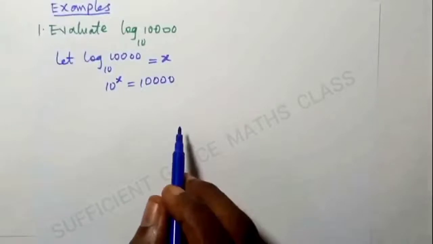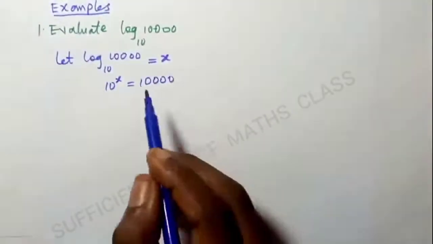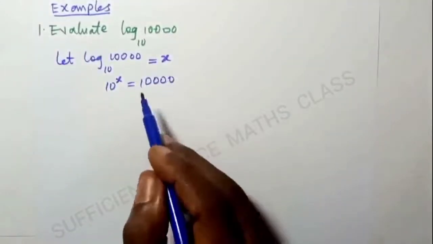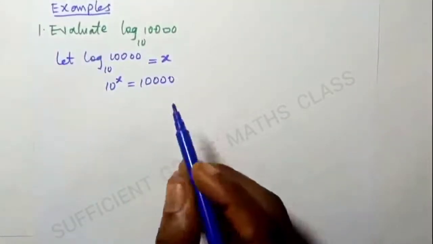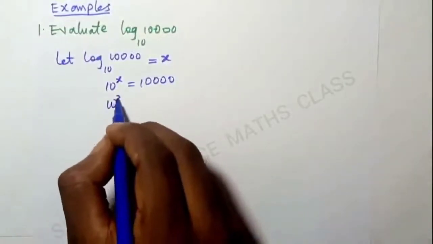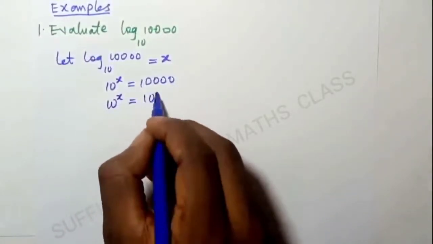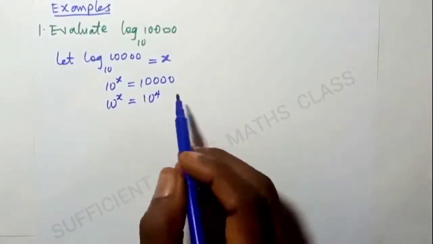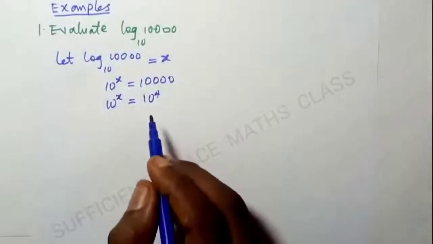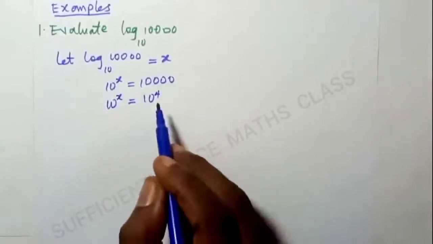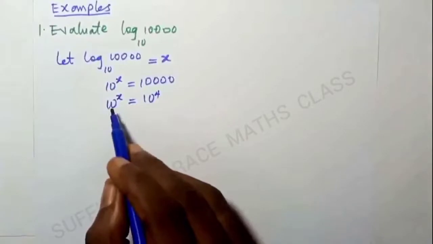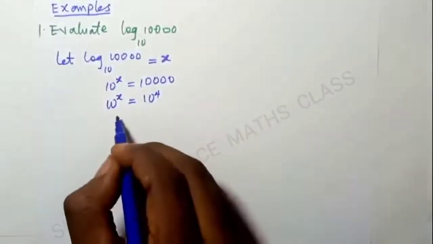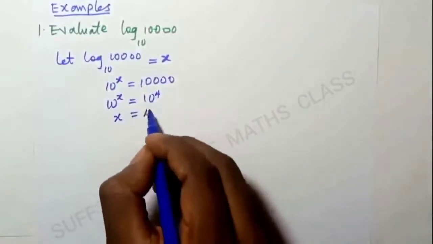Now we have to think, this 10,000 is a multiple of 10. Then we have to think of how many times 10 will multiply itself to give us 10,000. Then we have 10 raised to power x is equal to 10 raised to power 4, because 10 will multiply itself in 4 places to give us 10,000. Now, to find the value of x, we can equate the power, because we have base 10 on the left and the right hand side. Then we have x is equal to 4.